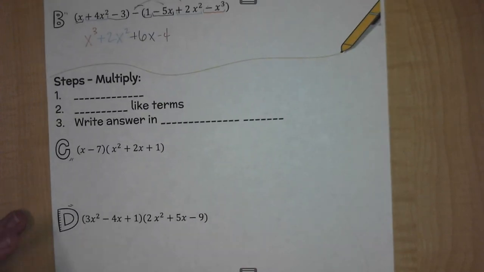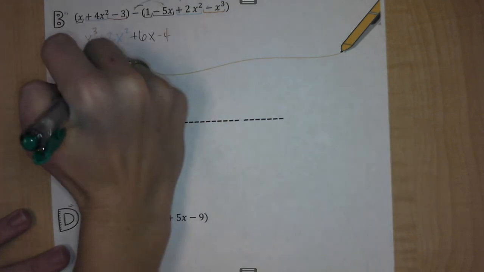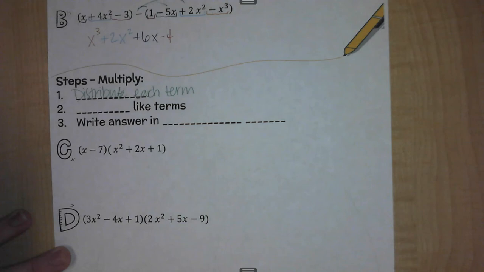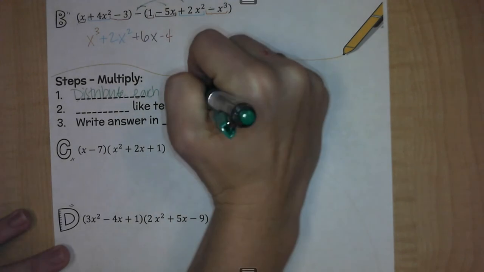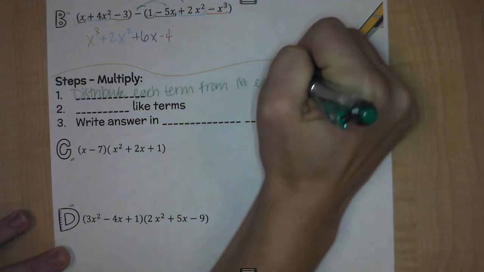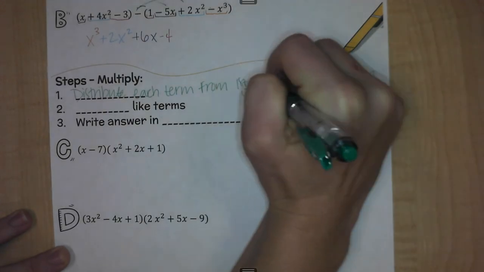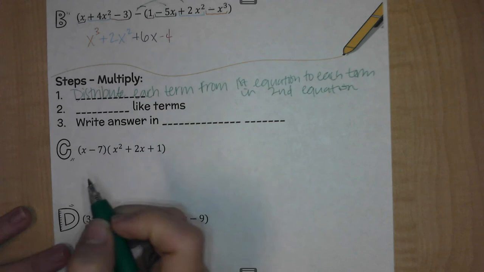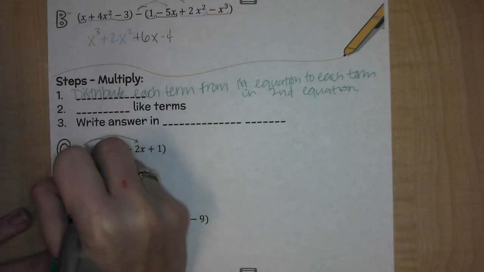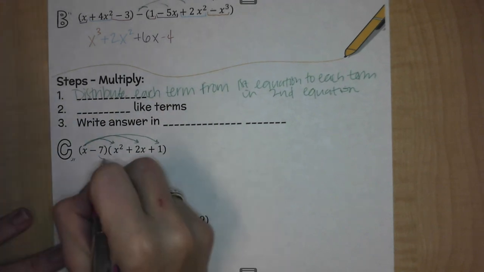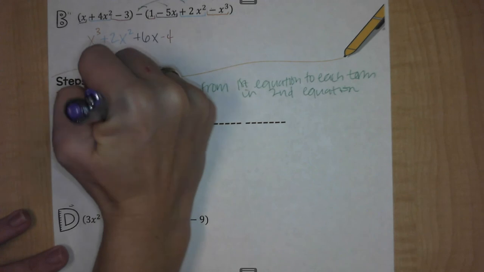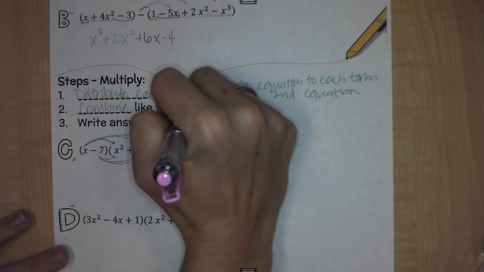All right, multiplication is just a little bit more difficult because we're going to distribute each term from the first equation to each term in the second equation. So I'm going to multiply each term of the second by x, and then I'm going to multiply each term in the second by the -7. Again, that negative travels with us. And then combine like terms, and again, write it in your standard form.